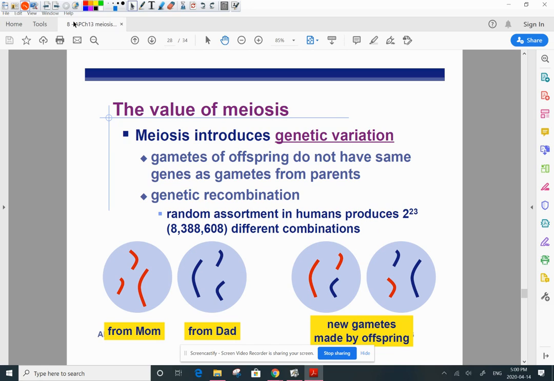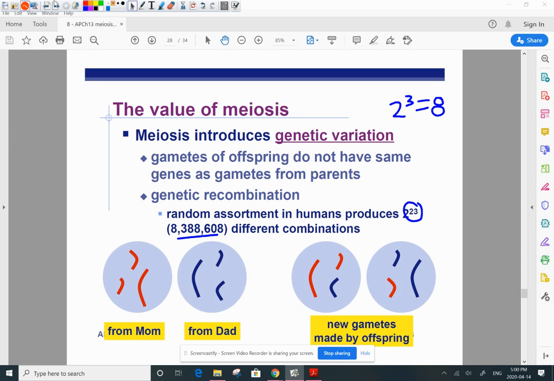So meiosis is important for genetic variation. We're not getting the exact same combination as our parents. And remember the video we just showed that showed 3 different chromosomes. So if we had 2 to the 3, we would have 8 different possible outcomes. Well, we have 23 chromosomes in each cell, right? Because we're talking about making sperm and egg. So this random assortment is providing many millions of different combinations in each gamete.